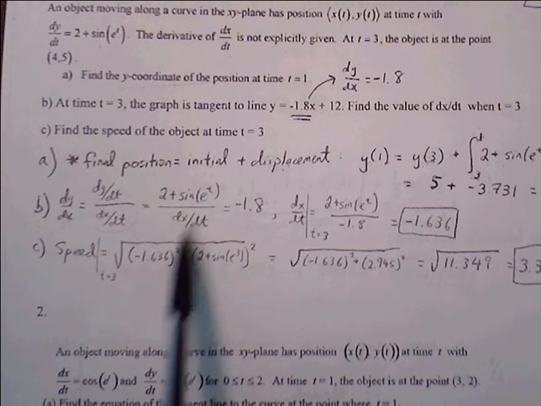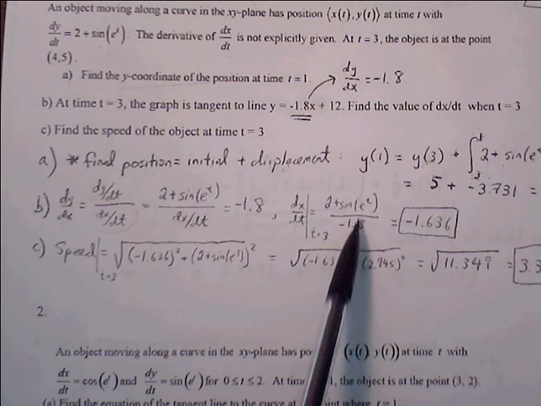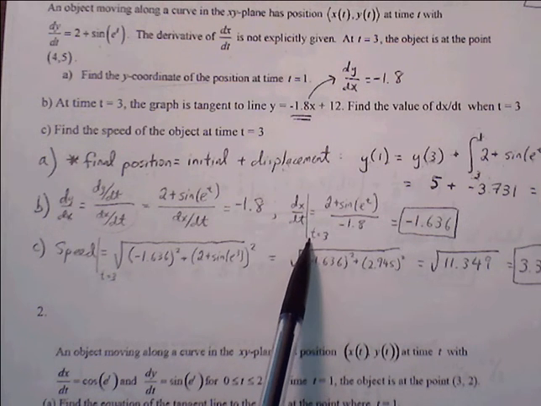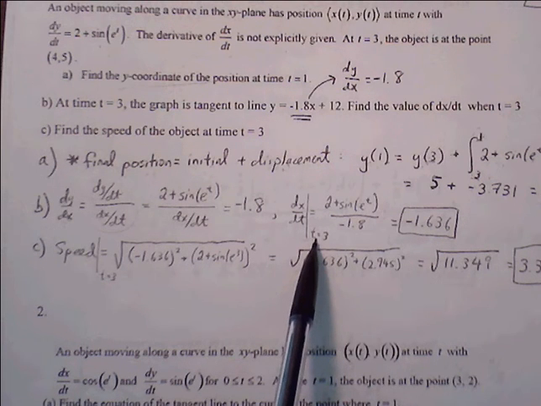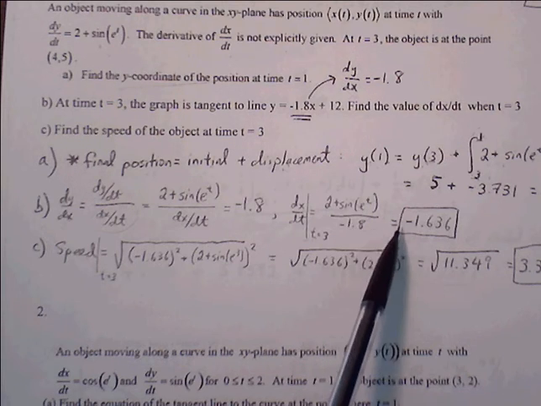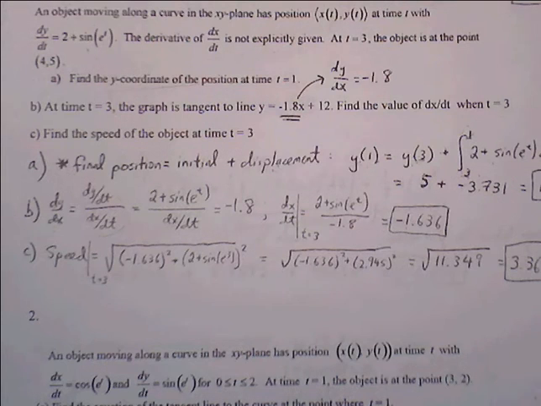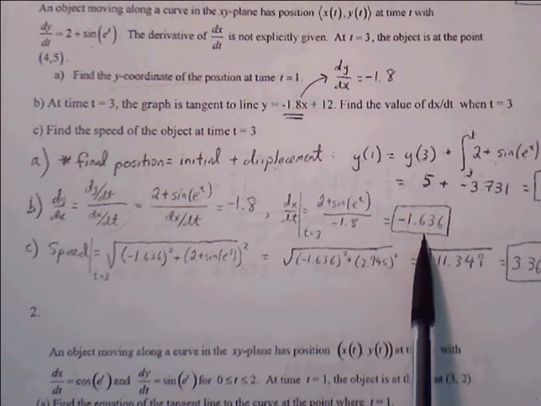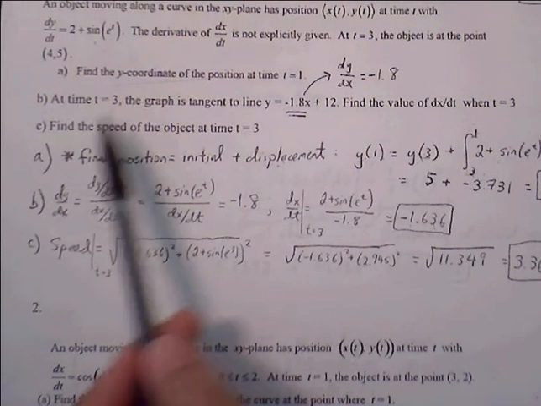And if we cross multiply, we can solve for dx/dt, which is going to be 2 plus sine e to the t over negative 1.8. Then we can use our calculator here, or we can just plug 3 in for t, and then simplify that to give us negative 1.636. So this is going to be the rate of change of x at t equals 3. Okay.